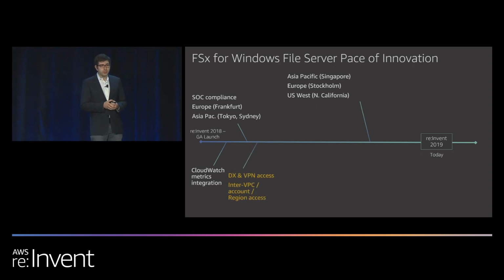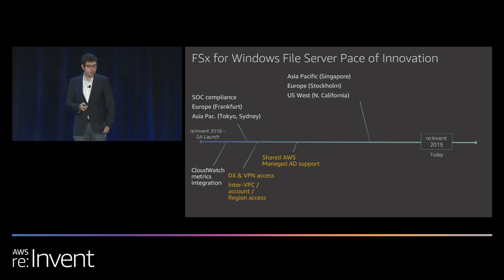So earlier in the year, we launched support for Direct Connect and VPN access. That allows you to mount or map a file system from on-premises applications or on-premises devices to your on-cloud FSx file system. And we also announced inter-VPC and cross-account and cross-region access.